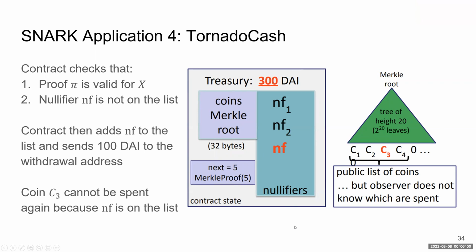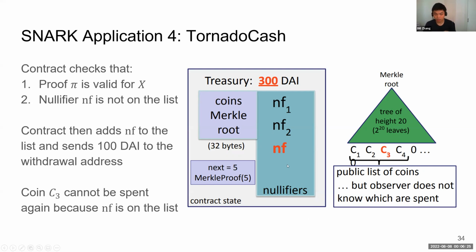So in this case, Tornado Cash is able to withdraw your money to whatever address you want, and nobody knows whose money it was that you withdrew because nobody can link this nullifier to this coin. Nobody knows which coin this nullifier corresponds to. Only the proof knows that. And when the Tornado Cash contract verifies the proof, it being zero knowledge hides that from the Tornado Cash contract and thus hides it from the world.